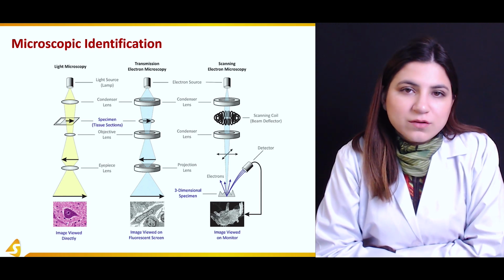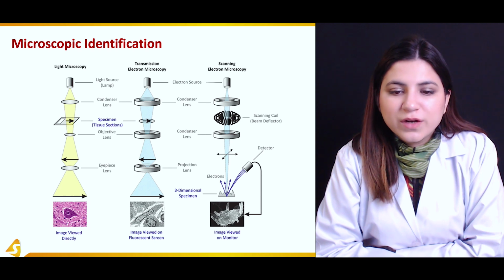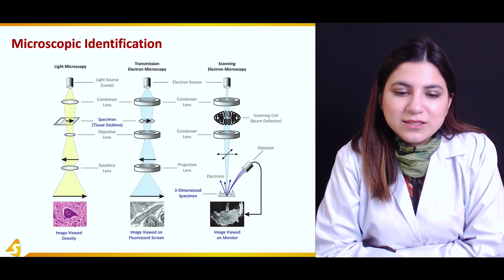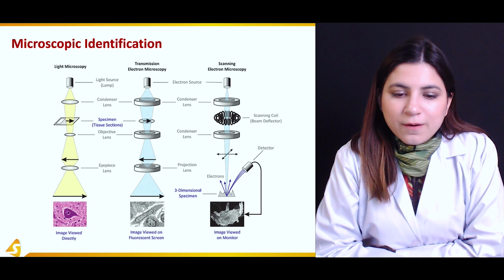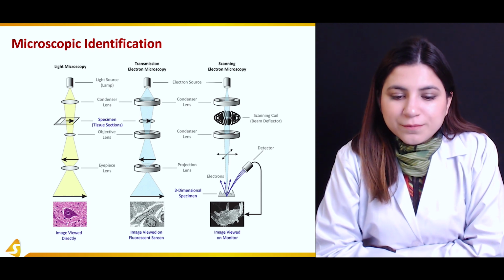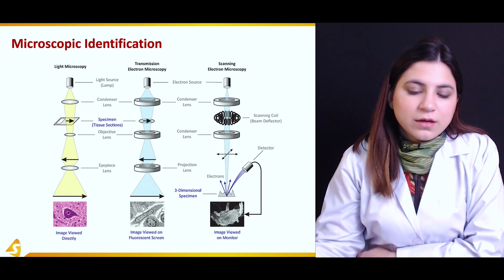We know that in light microscopy, the source is basically a light source or a lamp, and in the case of electron microscopy, we have an electron source. In both of these, the condenser lens basically helps the source pass through the particular specimen that we need to visualize, and then we can detect the presence or absence of virus inside the cell.